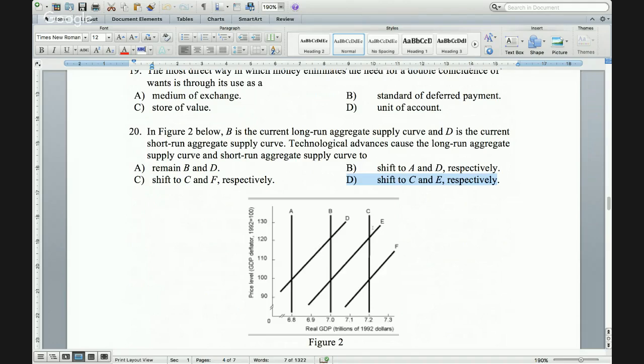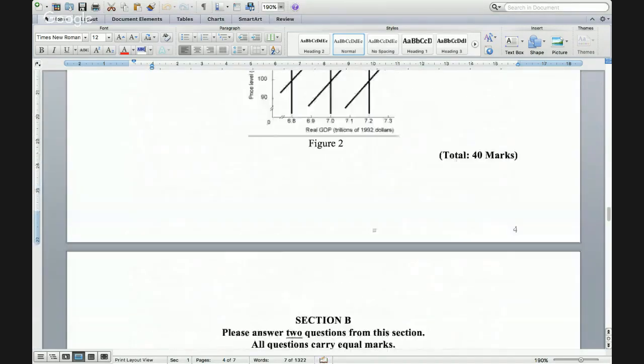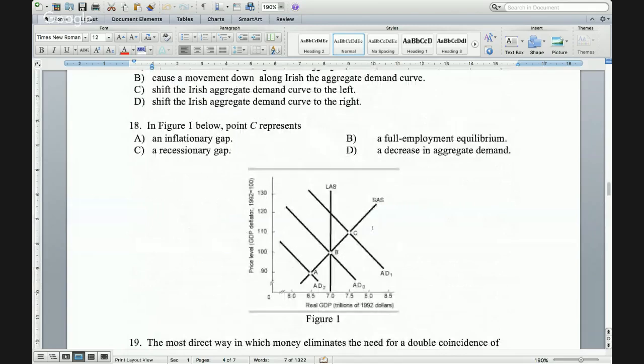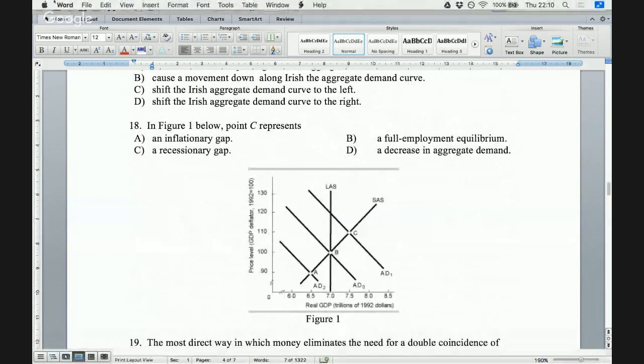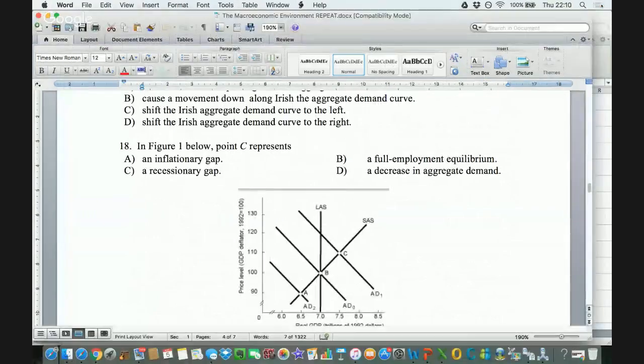Okay. That's everything in terms of doing the multiple choice questions. And I hope that was quite helpful, and I hope you learned a lot from that.